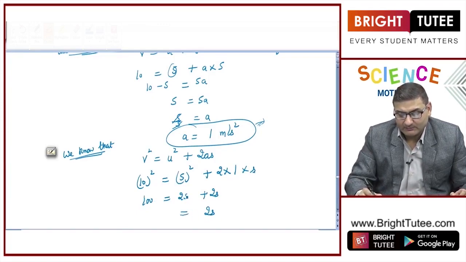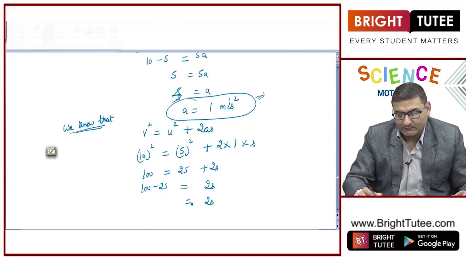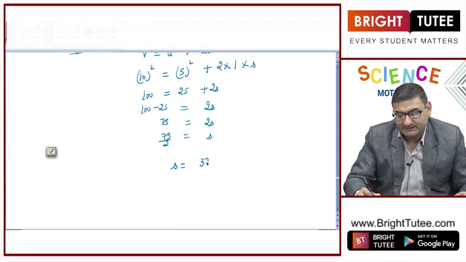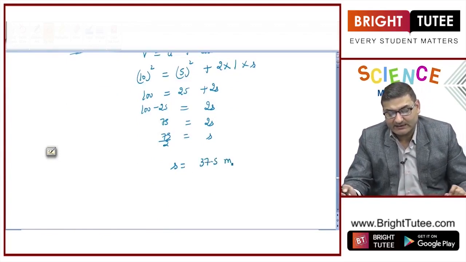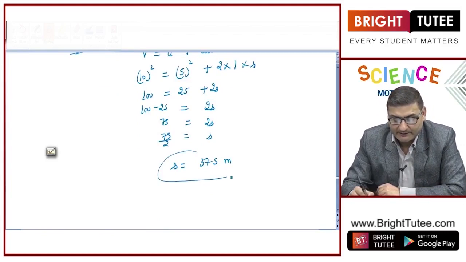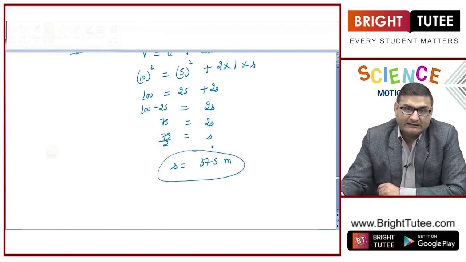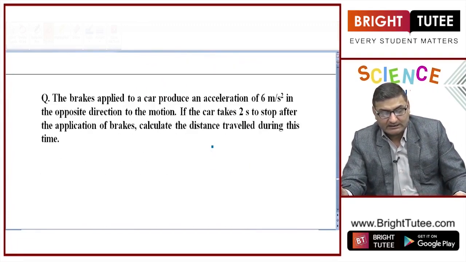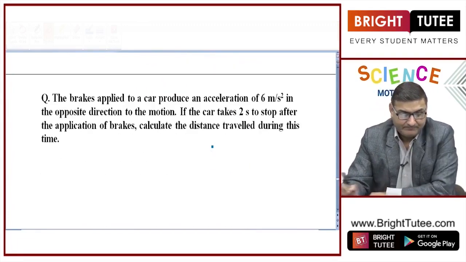Keeping 2s here, 25 will be taken to the other side, 100 minus 25. So we are left with 2s is equal to 75, or s is equal to 75 by 2, which comes out to be 37.5, and since we are calculating the distance, the SI unit will be meters. So it will be 37.5 meters distance travelled by this particular object. Got it? Fine. Alright. Next question.